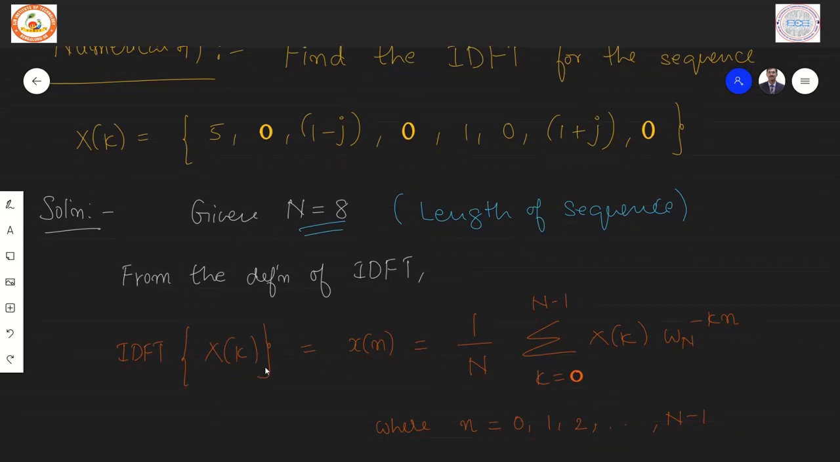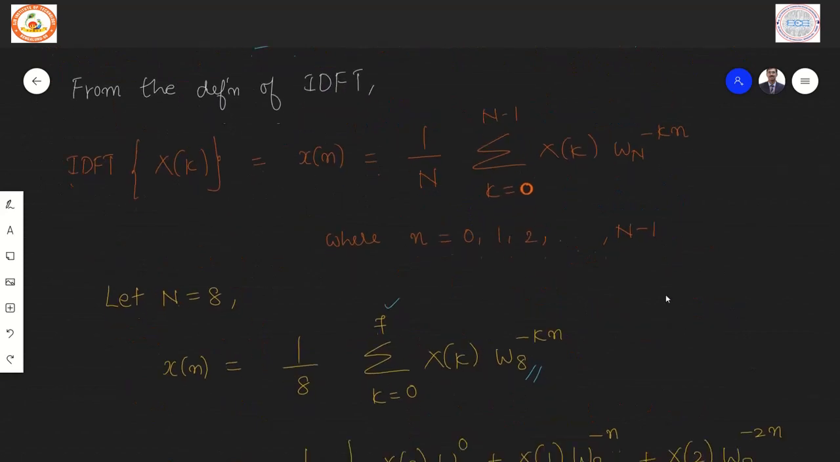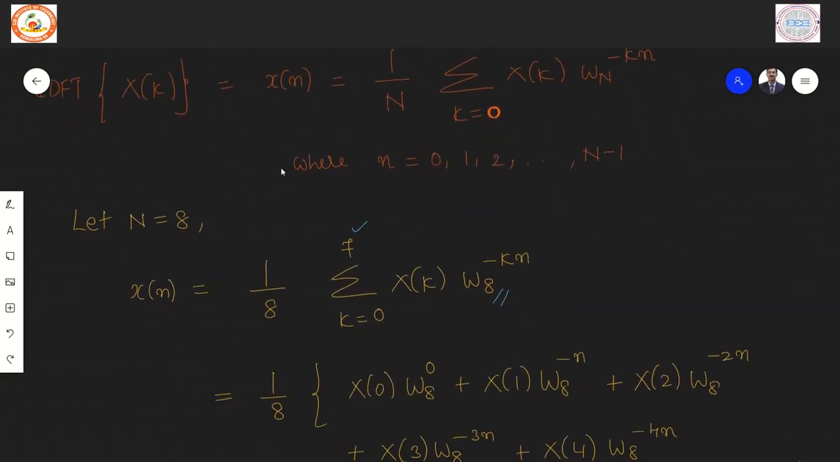IDFT of x of k is x of n equals 1 by N times summation k between 0 to N minus 1 x of k into W_N to the power of minus kn, where n value lies between 0 to N minus 1. Now since N value is 8, let's substitute the value 8 in the above equation. We get x of n is equal to 1 by 8 times summation k is equal to 0 to 7 x of k W8 to the power of minus kn.